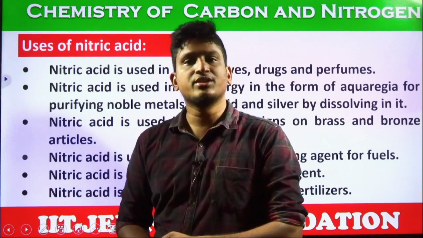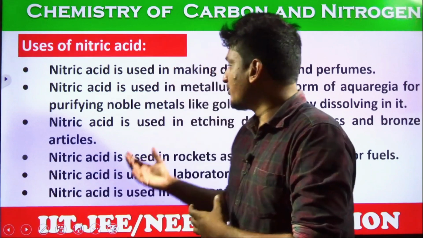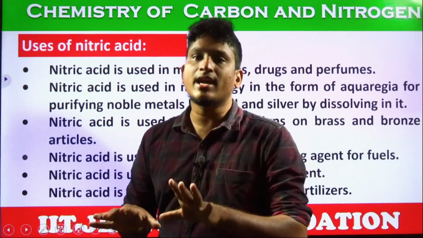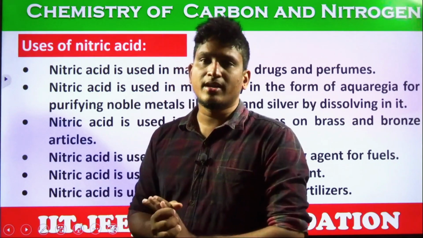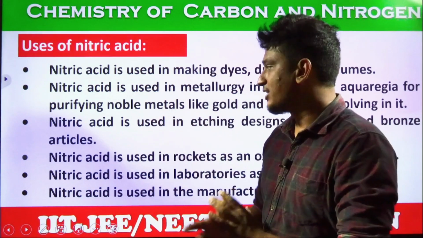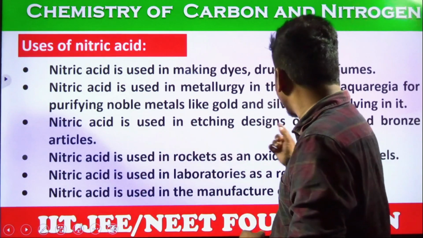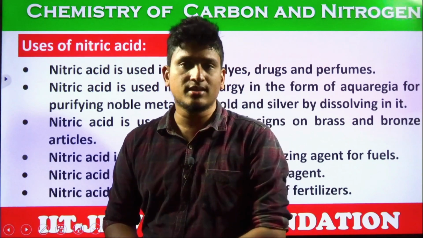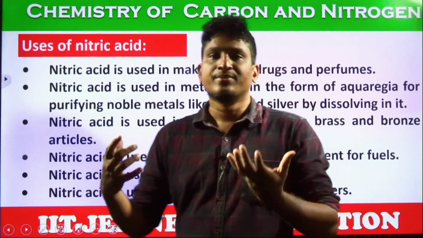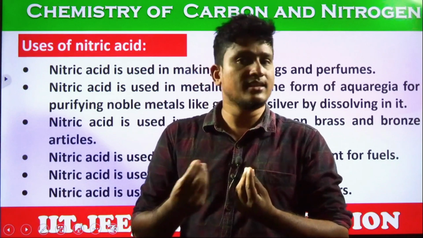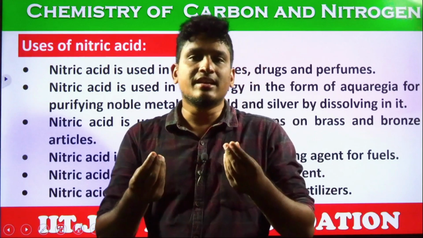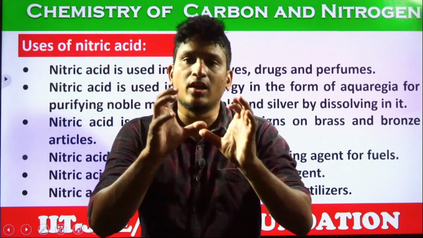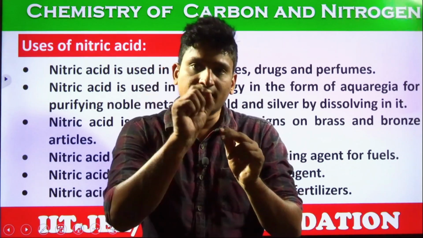This strong mixture of acids is used to dissolve the noble metals, meaning the least reactive metals like silver or gold. Nitric acid is used in etching designs on brass or bronze articles. What are brass and bronze? They are alloys, right? What is etching? Etching means, students, that nitric acid has a corrosive property, yes or no? So nitric acid is used to make a particular art on the metal, on the alloy.